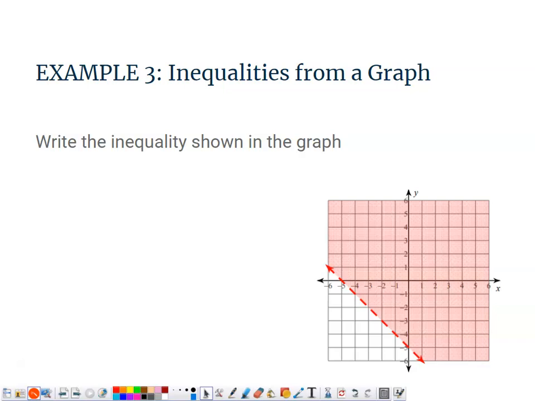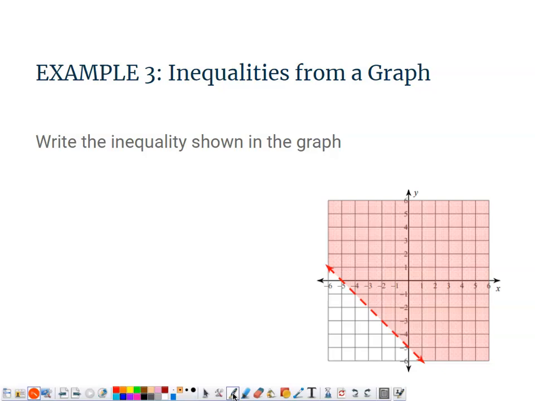So we're given an inequality from a graph, and we need to write the inequality. The easiest way to do this is to determine the equation of the line, and then use the shading, along with the solid versus dashed line, to determine what inequality you have.